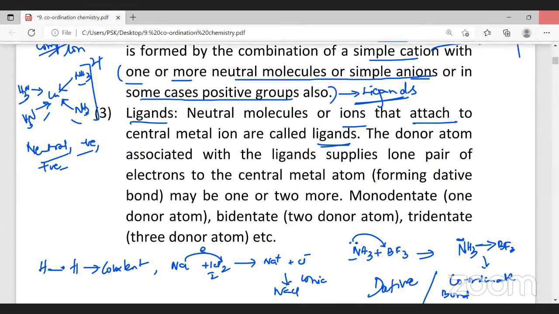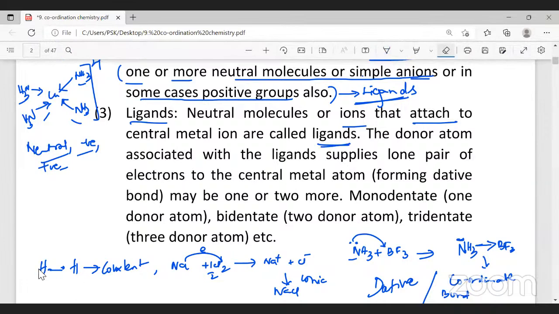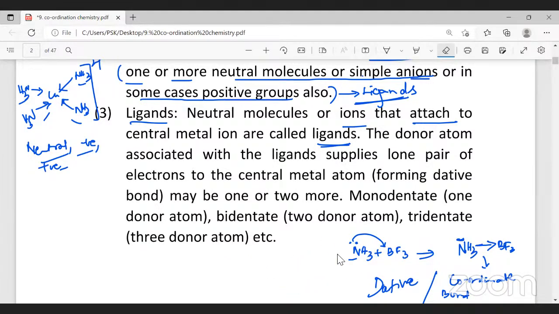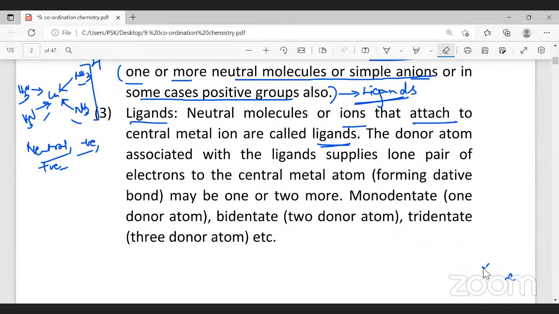Now, in other words, we can define a ligand as a molecule or ion, not an atom. Ligand can never be an atom. It should be an ion or a molecule. Generally, molecules are neutral in charge. Ions are positive or negative.